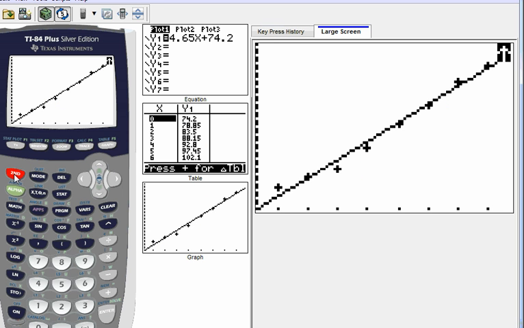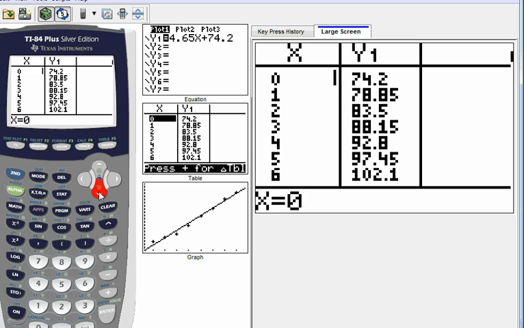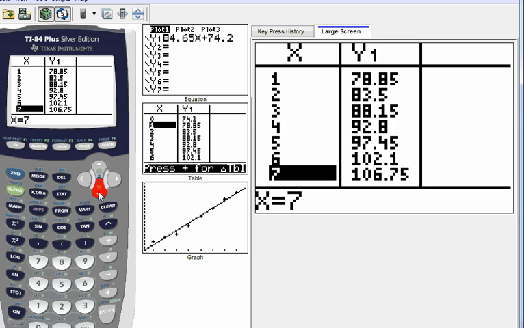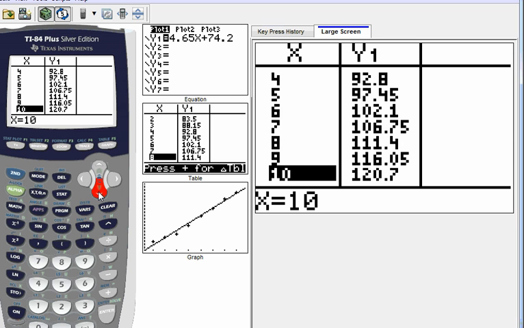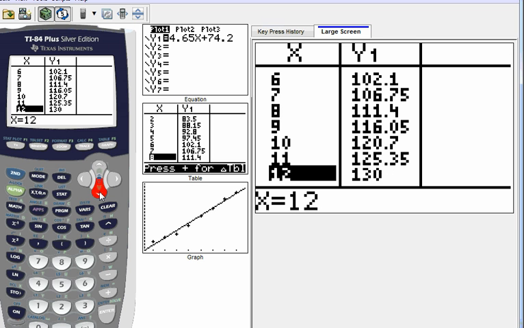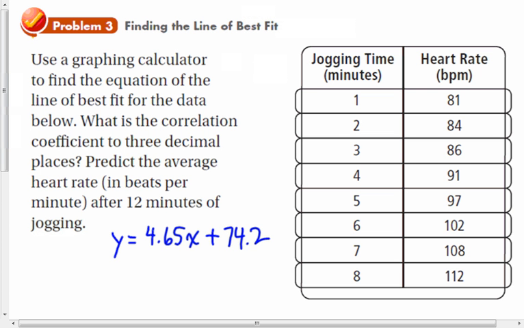The quickest way is just, let's go to the table. And the heart rate is the Y value, and the number of minutes of jogging is the X value. So we're just going to scroll down to 12. And our equation shows 130 for that. So after 12 minutes of jogging, we would expect, and this is an extrapolation, so let's call it this, Y at 12 is equal to 130. We just got that from the table.